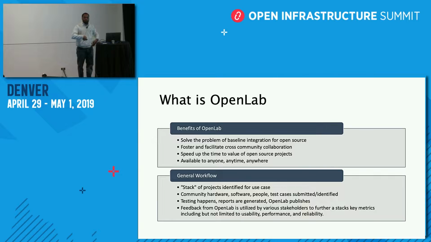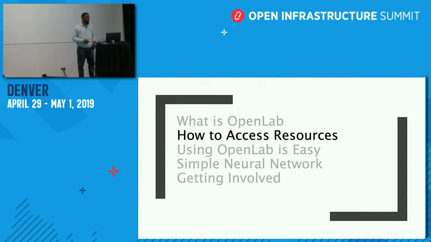General workflow is that we find these projects, we get them together, we deploy them, we get all the community hardware, the people, software, all that different stuff, and then we provide that feedback to these different communities in hopes to increase their key metrics, included but not limited to usability, performance, and reliability.